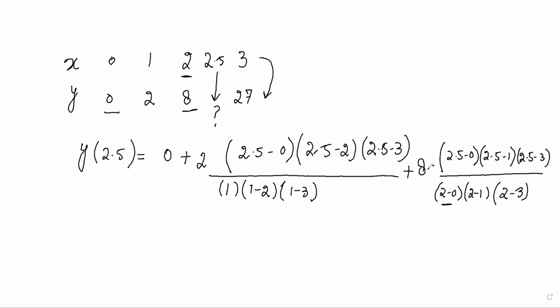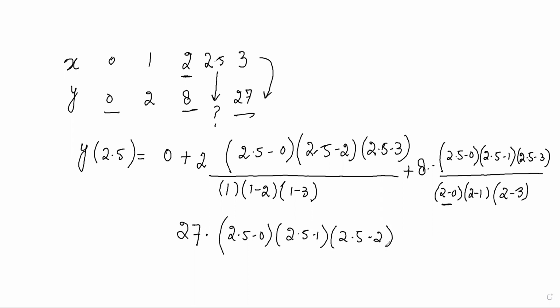Now we'll go to the last term, that is y4. Our y4 is 27, so it is 27 multiplied by x minus x1, that is 2.5 minus 0, multiplied by x minus x2, that is 2.5 minus 1, x minus x3, that is 2.5 minus 2, whole divided by x4 minus x1, that is 3 minus 0, x4 minus x2, that is 3 minus 1, x4 minus x3, that is 3 minus 2.